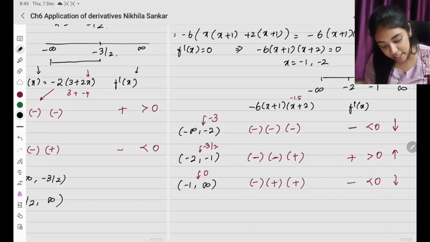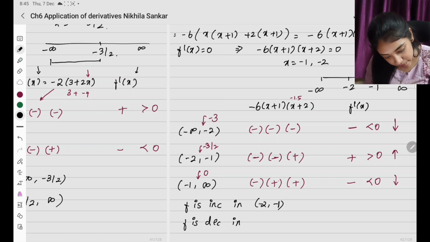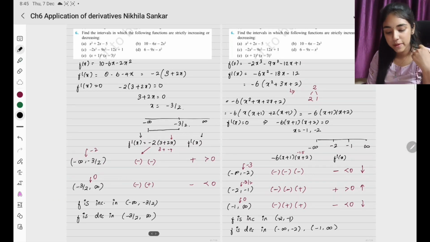So function, f is increasing in minus 2 comma minus 1, and f is decreasing in minus infinity to minus 2 and minus 1 to infinity. So this is where the function is decreasing. Okay, please copy.